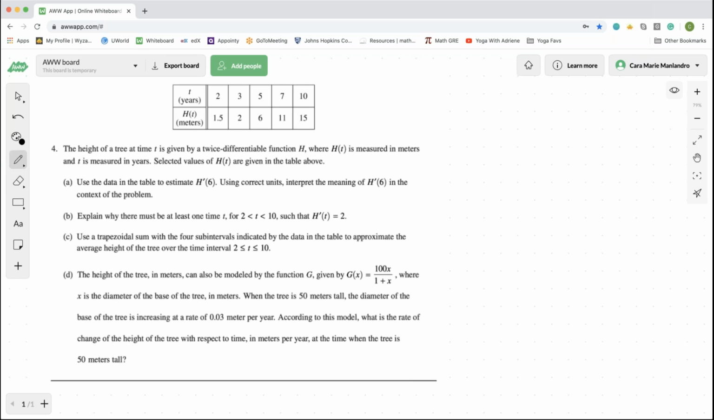Okay, so the height of a tree at time t is given by this twice differentiable function, where h of t is measured in meters and t is measured in years, and then we have some values. And then we want to estimate h prime of 6. So how do I go about doing that?